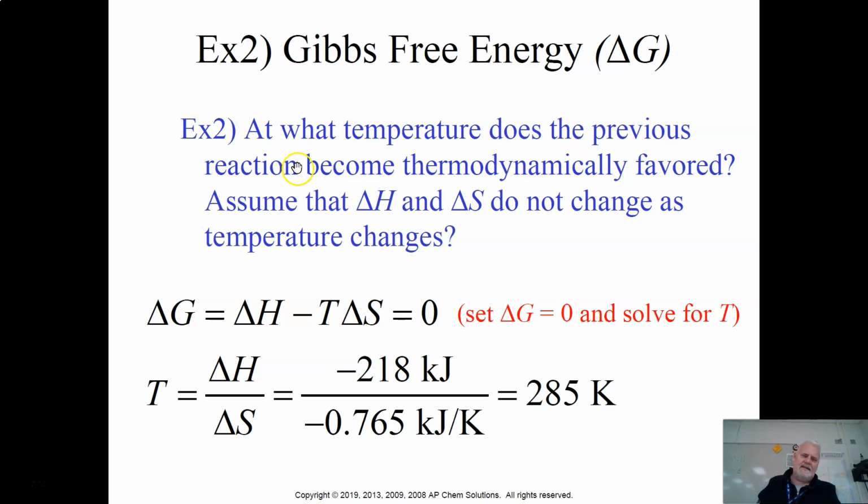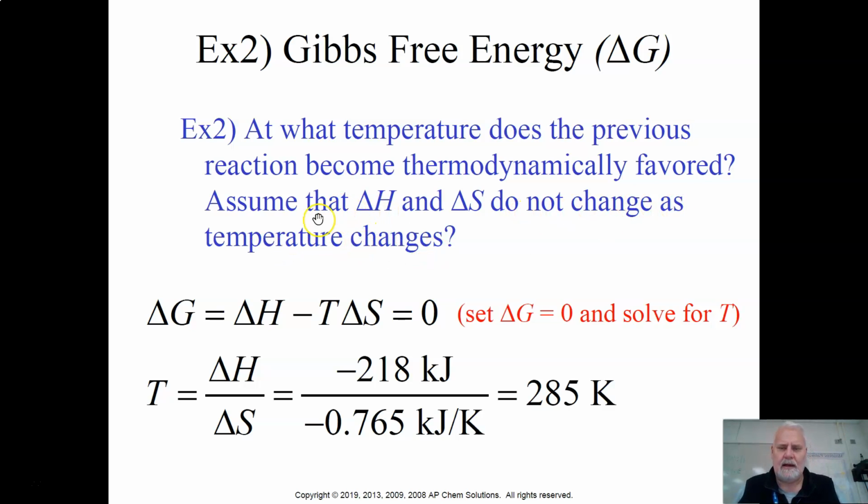Now, this second example we'll walk you through together. At what temperature does the previous reaction become thermodynamically favored? Assume that delta H and delta S do not change as temperature changes.